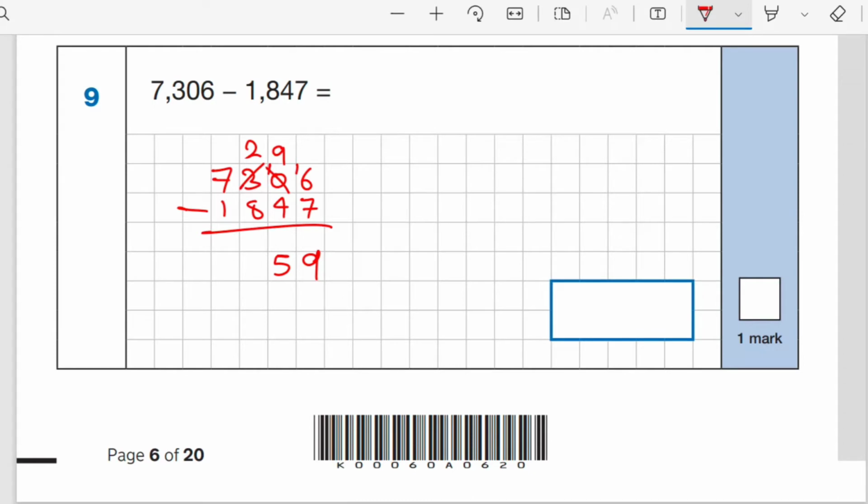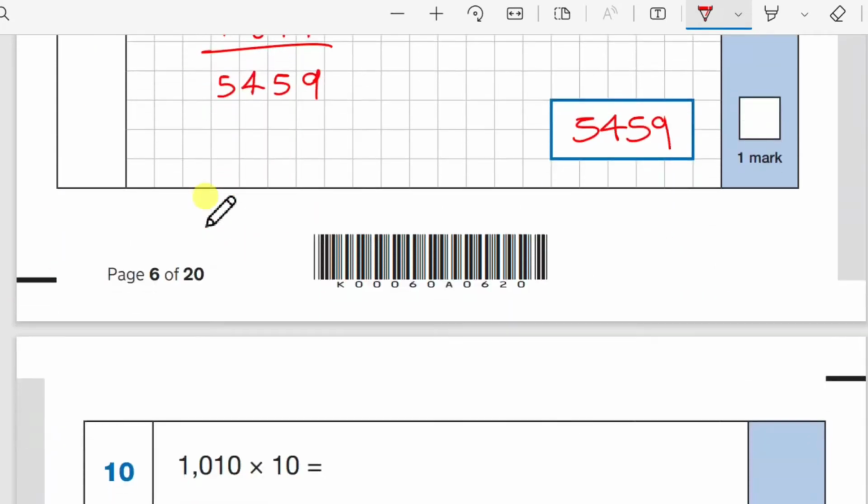2 take away 8 you can't do. So you borrow from the neighbor again. So that 7 becomes a 6 and you carry the 1. So now we've got 12. 12 take away 8 is 4. And finally 6 take away 1 is 5. So your final answer should be 5,459. That's it, not bad. Looks like we're doing pretty good.